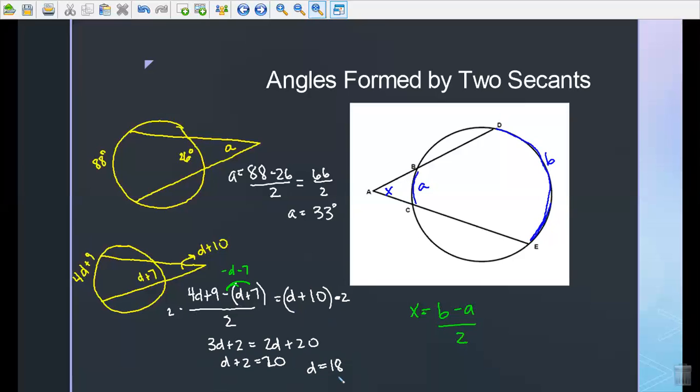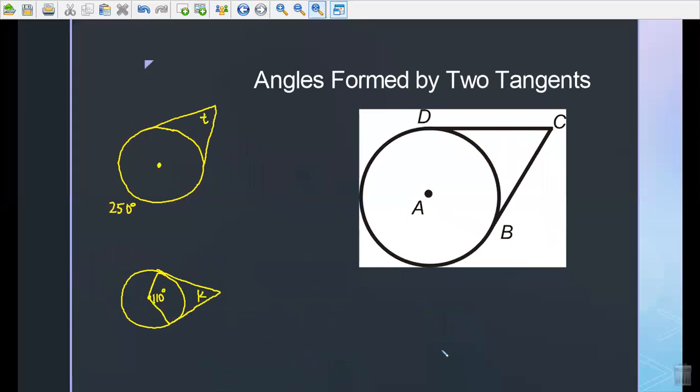All right, set up your equation using your formula, even if it's expressions instead of just numbers by themselves, and solve for whatever variable you're looking for. All right, last relationship for this video. Okay, we got two tangents. So here I got two tangents on the outside. We actually have two ways of looking at this.